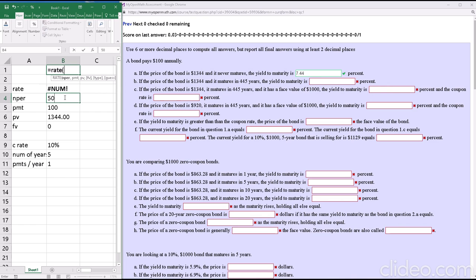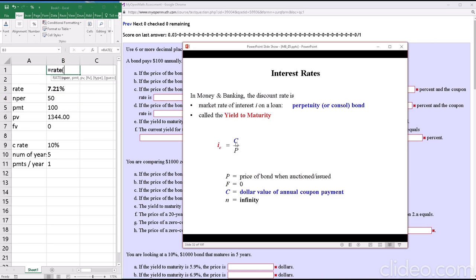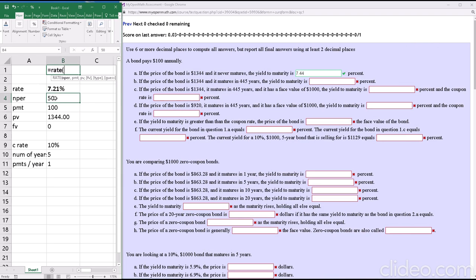Well, let's type in a big number, 50. Well, we're not quite at 7.44% that we got from our current yield calculation, right? 100 divided by $1,344, 7.44%. So maybe the number of periods needs to be even bigger. So let's try 150. Well, at 150, if I keep increasing the number of periods, what happens to the interest rate? It looks like 150 is big enough.